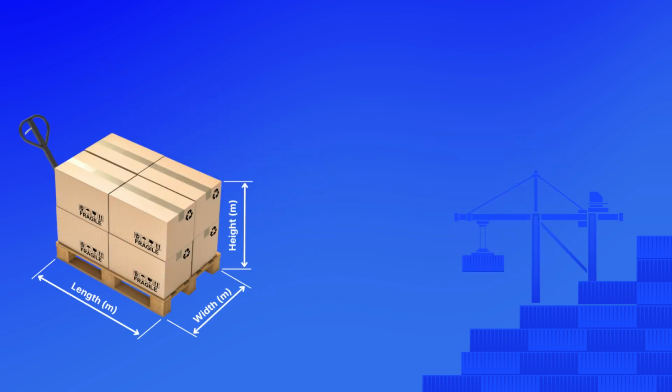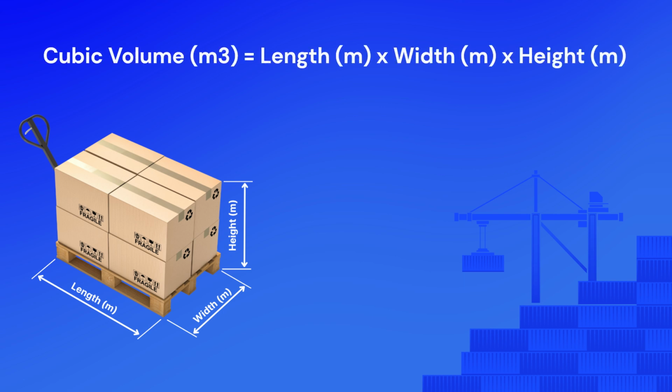The formula for calculating cubic volume is quite simple. Multiply the length by width by height of the package in meters to get the cubic volume of the package.